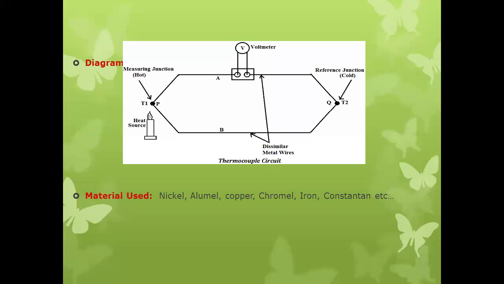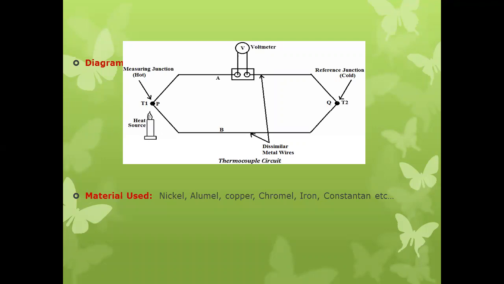So see over here, two metals joined to form two junctions, junction A and junction B, which are maintained at temperature T1 and temperature T2. Junction A is maintained at a higher temperature compared to junction B, so T1 is greater than T2.